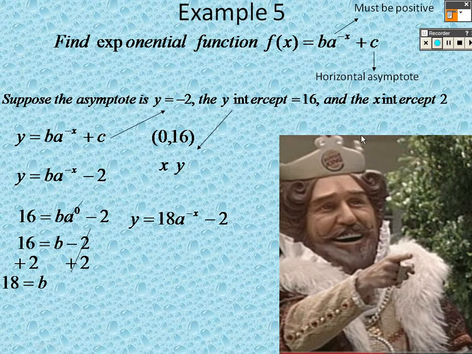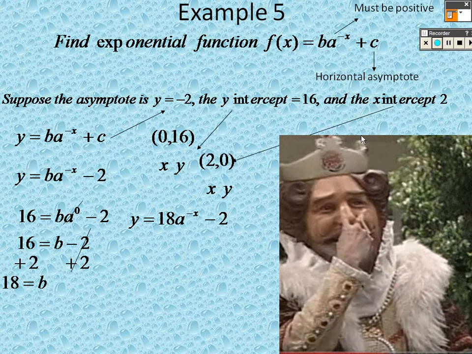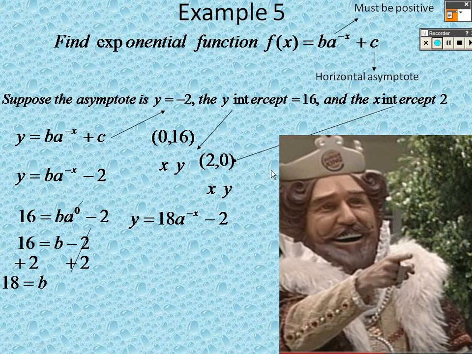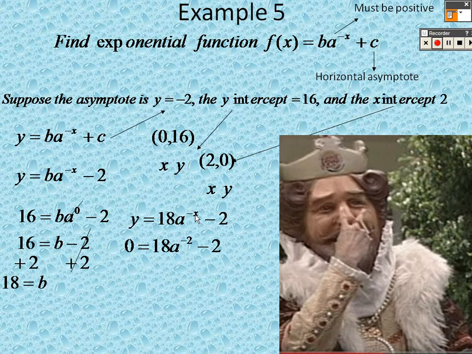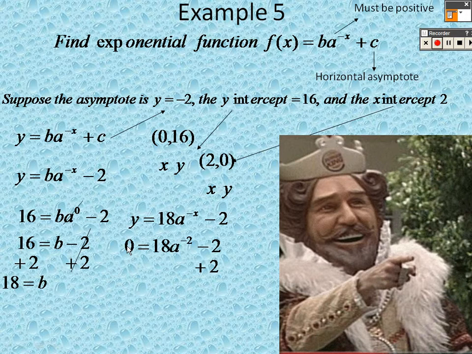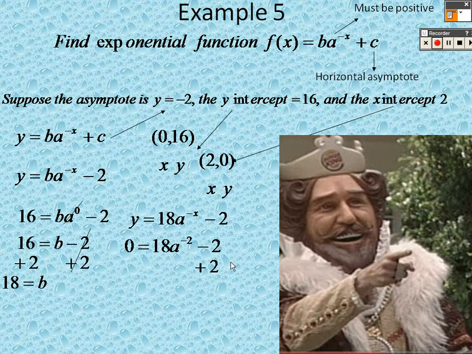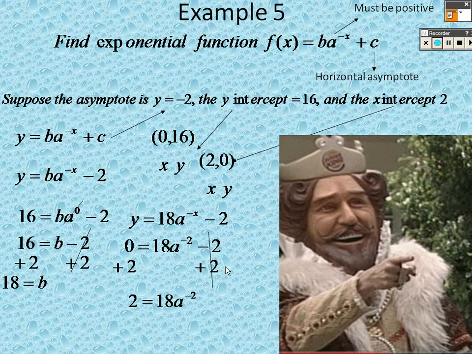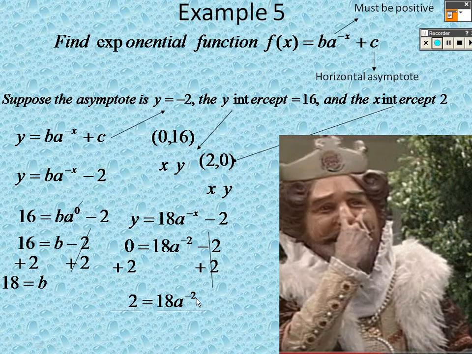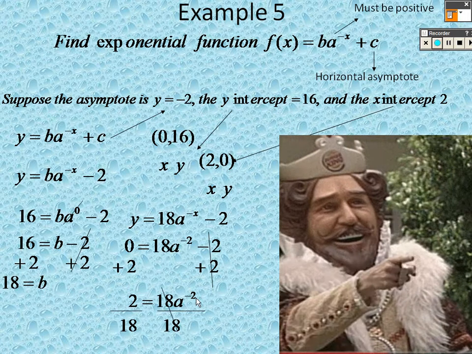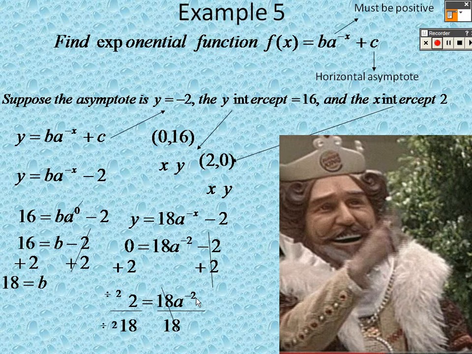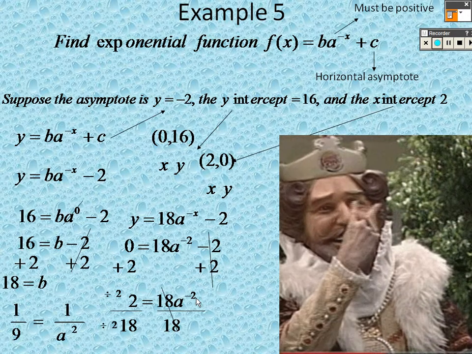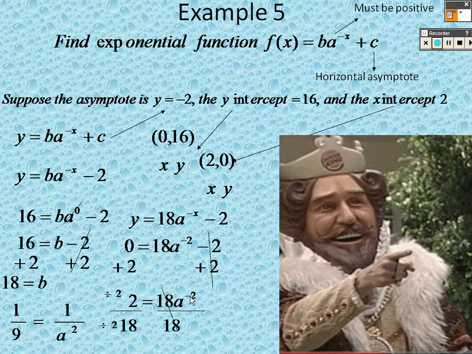And the x-intercept is where that helps me out, because that's telling me a point: the point is (2, 0). So I can plug in a 2 there and a 0 there. To find out what b is, I add 2 to both sides, so I get 2 equals 18 b to the -2. Divide both sides by 18 and I get 1/9, because it'll simplify.